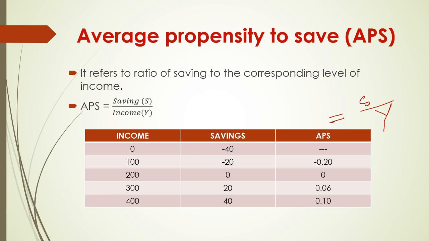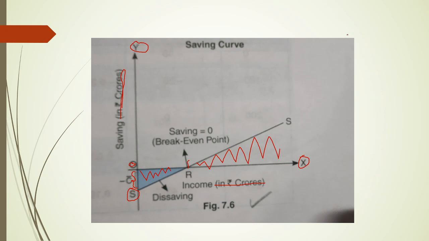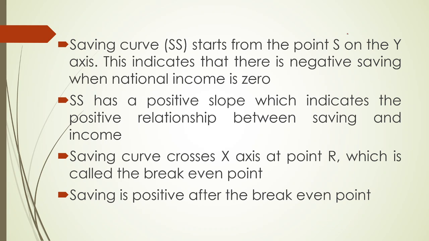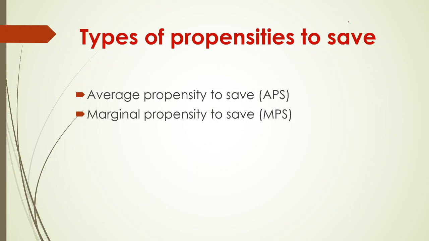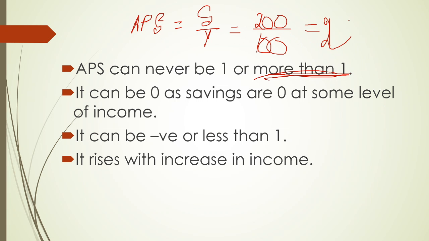So students, this much for today. Please go through what we have discussed, the explanation of this diagram, four points. Write it in your copy. Types of propensities to save: there are two types, average propensity to save and marginal propensity to save. We have discussed average propensity to save, which we obtain by dividing saving by income. These are some important points about APS. Please go through it. Thank you.